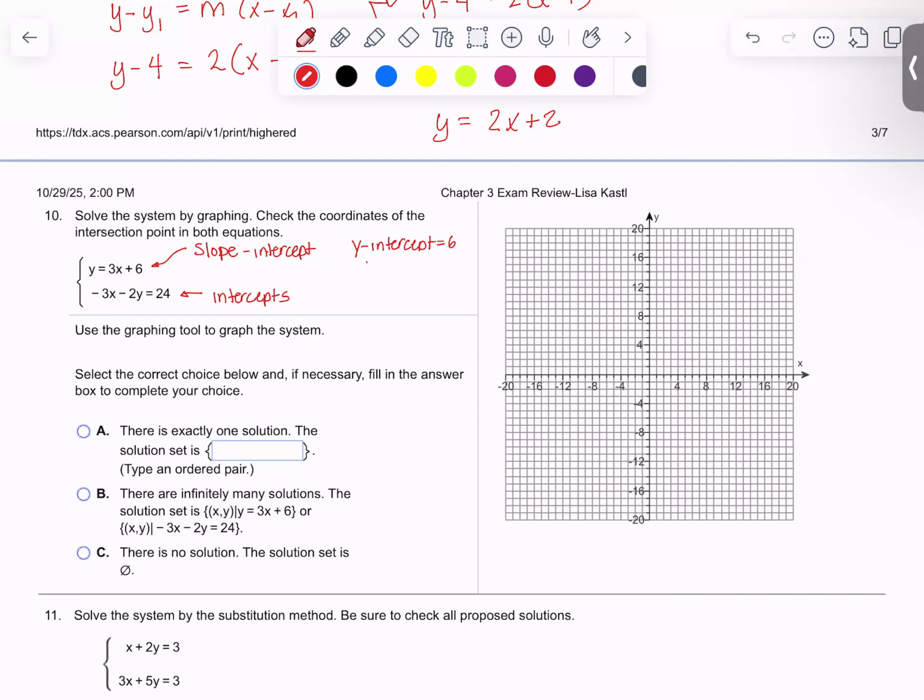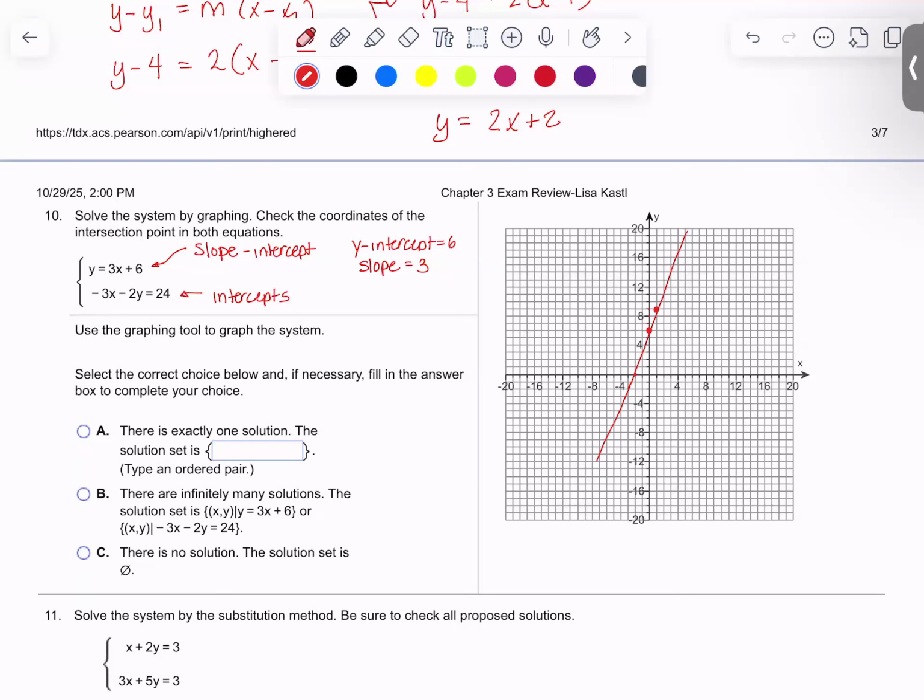And the slope is 3. So I'm going to go to 6, which is kind of hard to see on this graph. It's right there. And then I'm going to go up 3, 1, 2, 3, and over 1. And I'm going to do my best to try to draw a straight line.